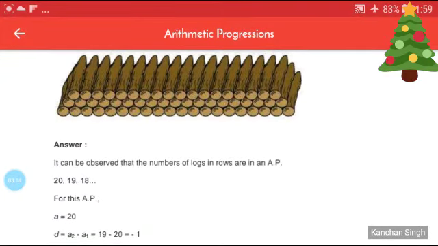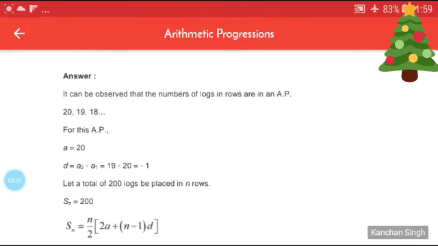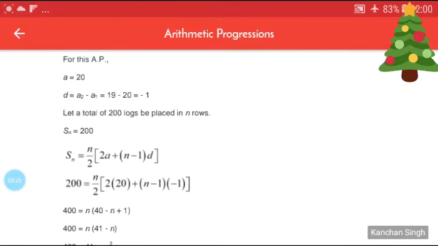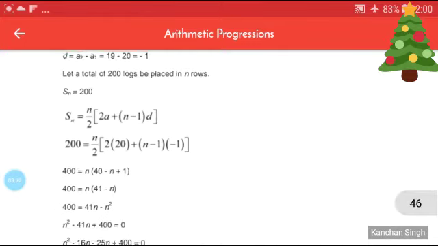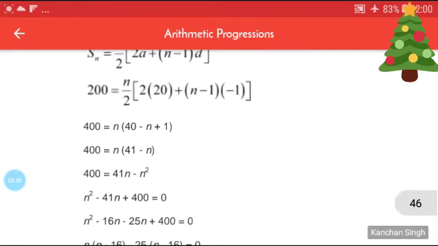Now see, it can be observed that the number of logs in the rows are in AP: 20, 19, 18. So no problem, a is 20, d is a2 minus a1, 19 minus 20 is minus 1. And Sn is how much? 200. So let us put all the values. Sn is equal to n by 2 into 2a plus (n minus 1)d. So 200 is equal to n by 2 into (2 into 20 plus (n minus 1) into minus 1). So this becomes 2 into 200, 400 is equal to n into (40 minus n plus 1).